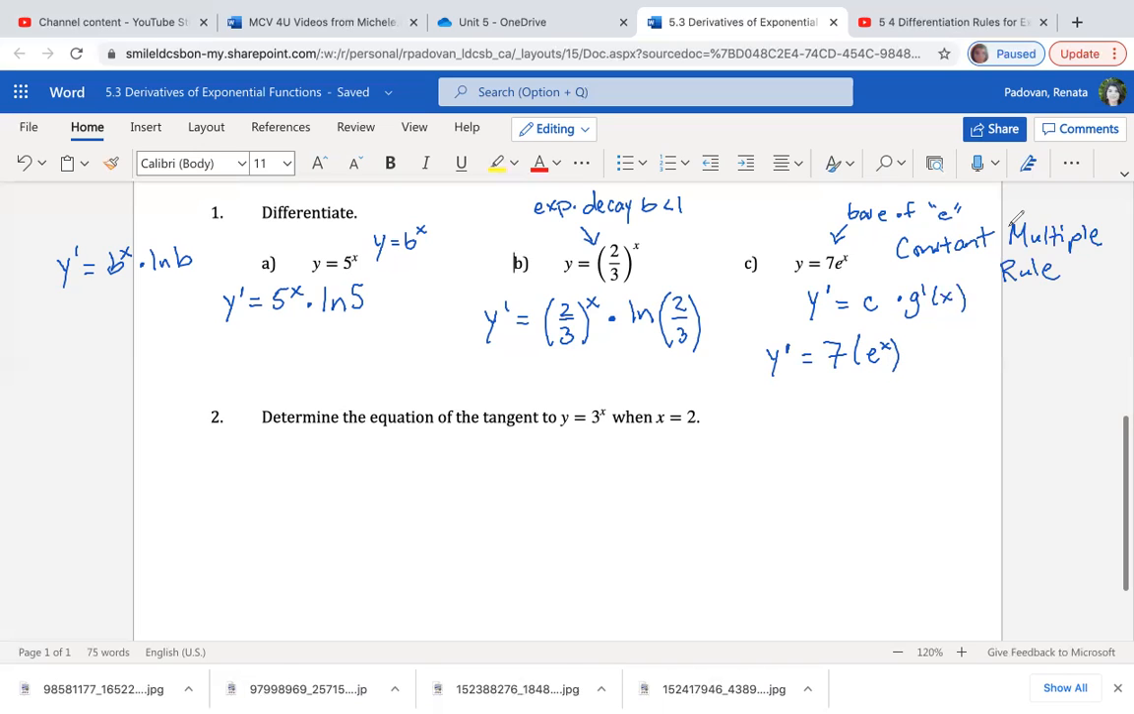So just be careful with that, whether it's a base of b or a base of e. Okay, let's do this example.